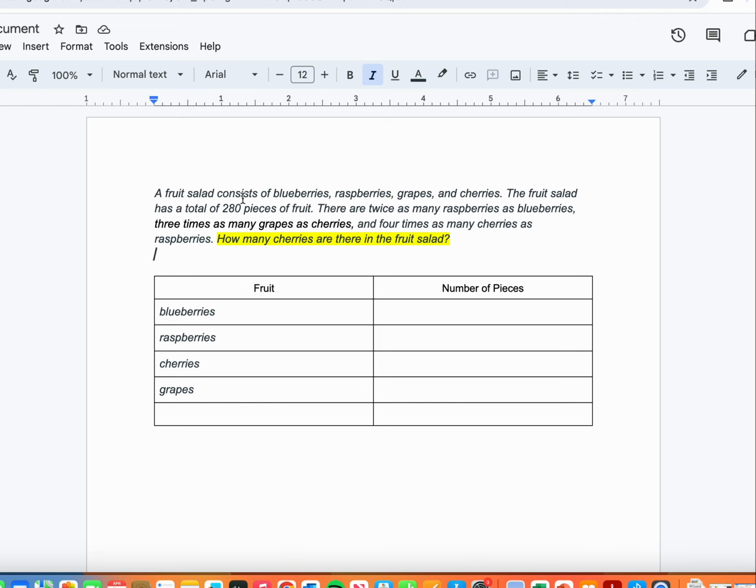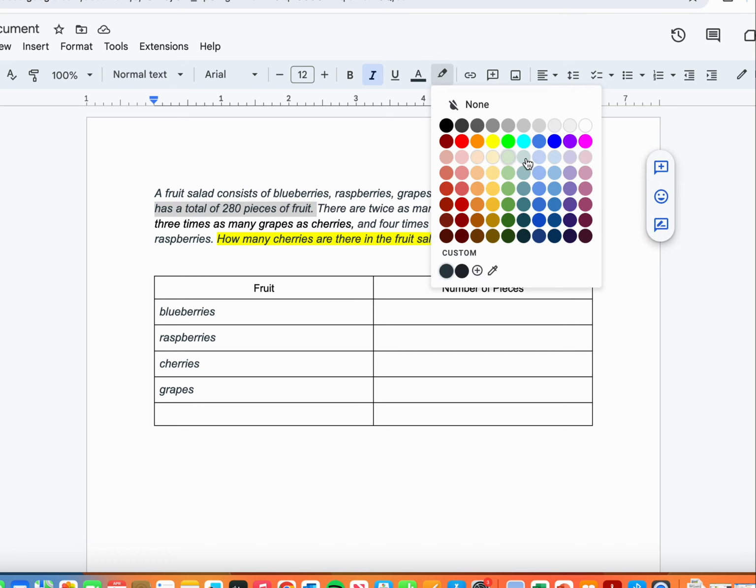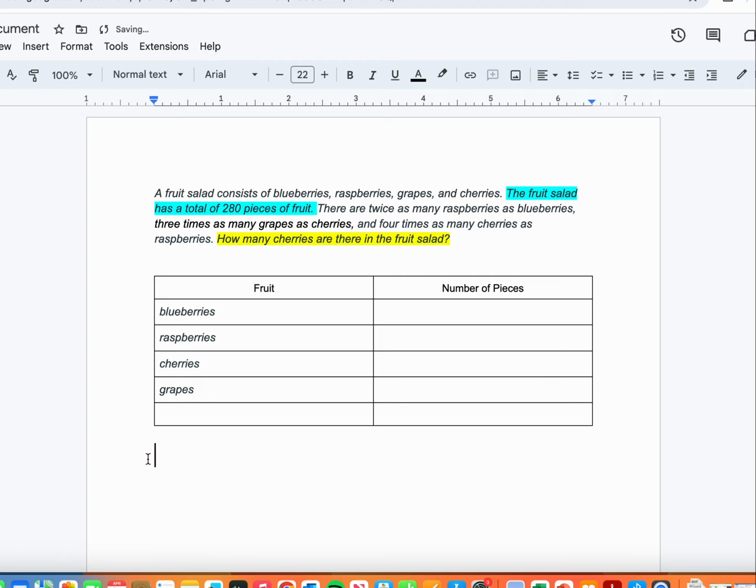So we know if we added blueberries, raspberries, cherries, and grapes, there are a total of 280 pieces of fruit. So let's write that equation down. We know blueberries plus raspberries plus cherries plus grapes gives us a total of 280 pieces of fruit. And then let's use our clues within our word problem to solve for each one of these fruits.